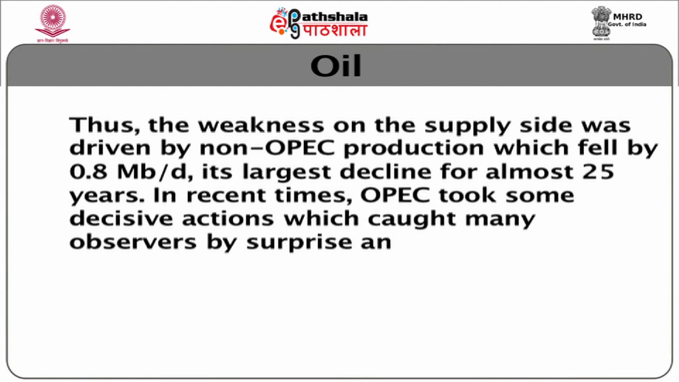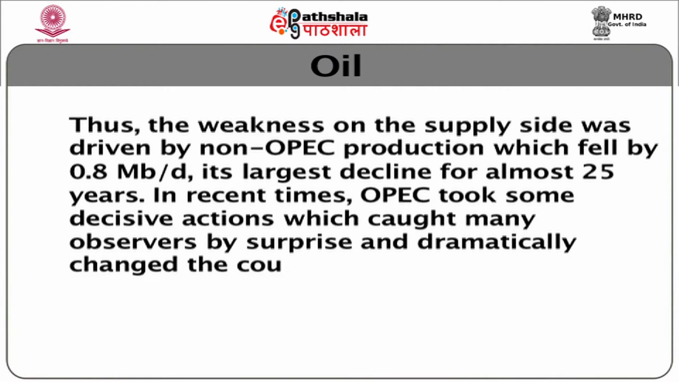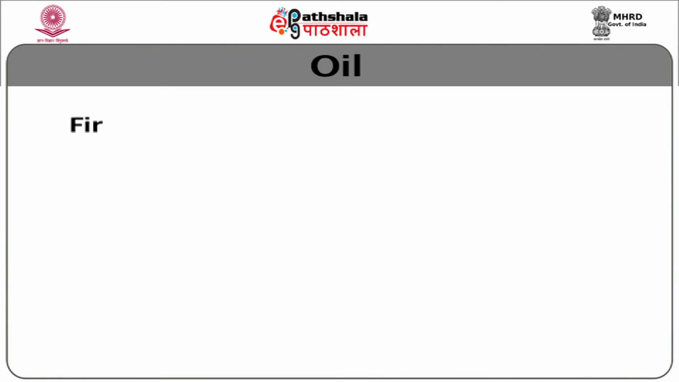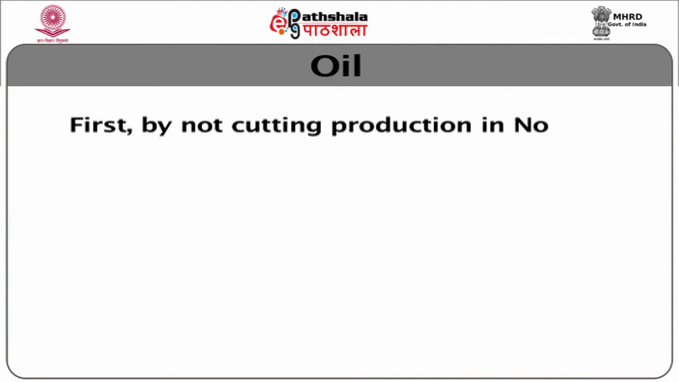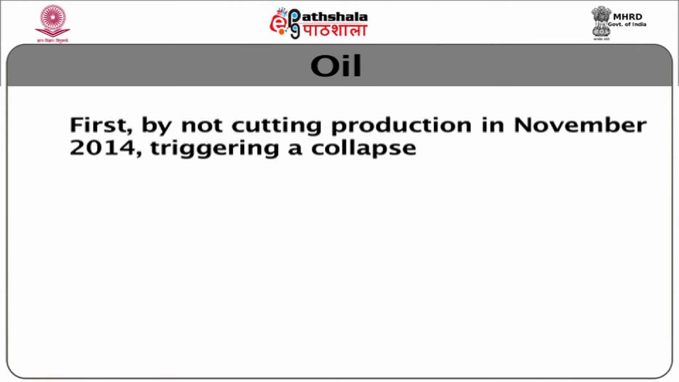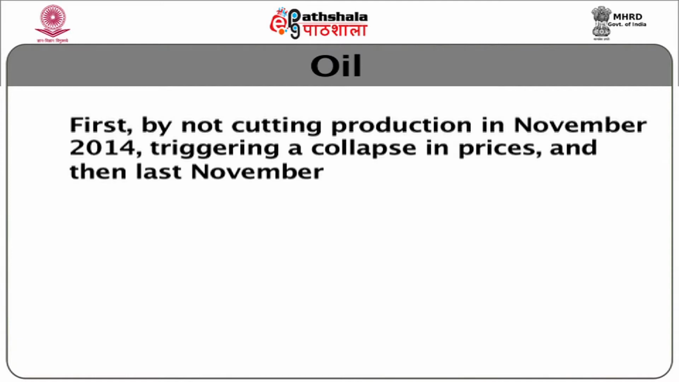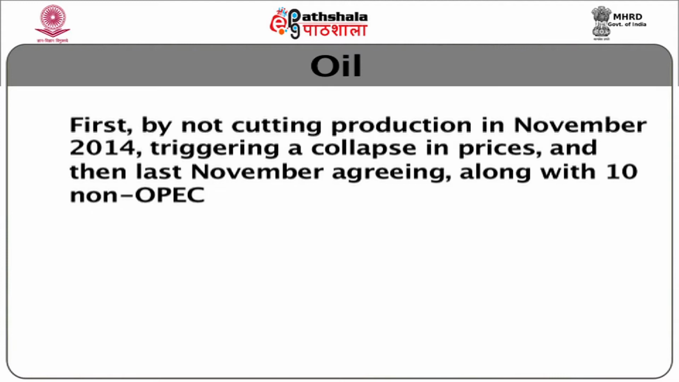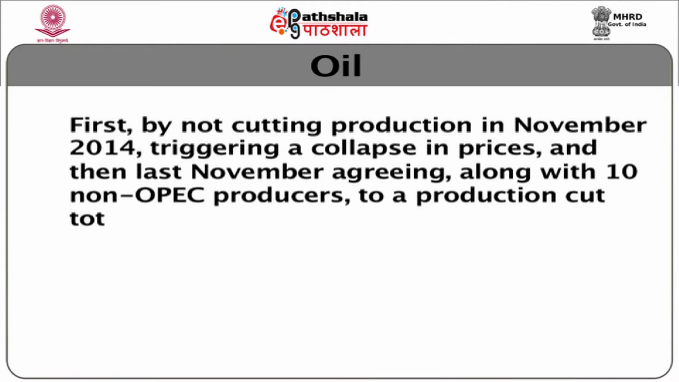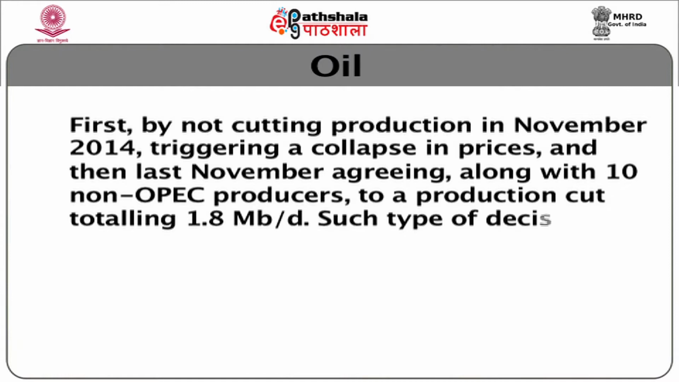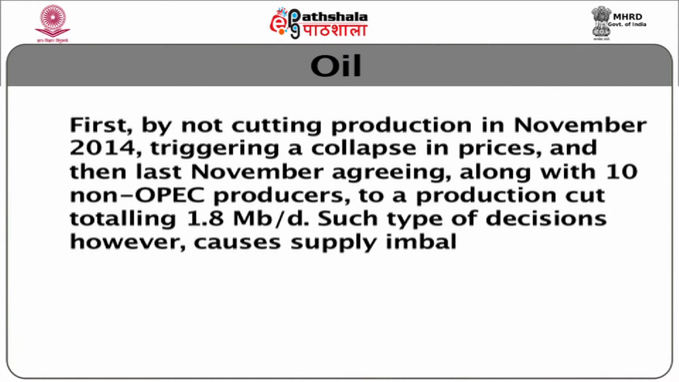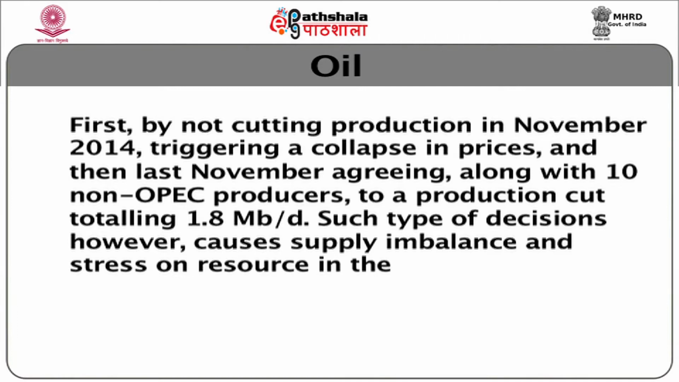In recent times, OPEC took some decisive actions which caught many observers by surprise and dramatically changed the course of events. First, by not cutting production in November 2014, triggering a collapse in prices, and then last November agreeing along with 10 non-OPEC producers to a production cut totaling 1.8 million barrels per day. Such decisions, however, cause supply imbalances and stress on resources in the long run.